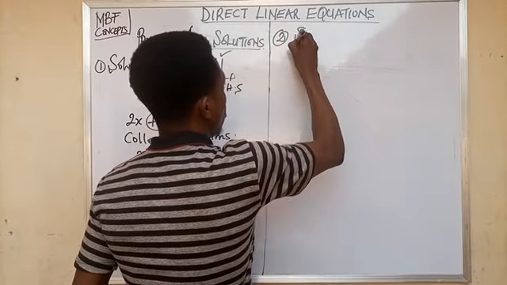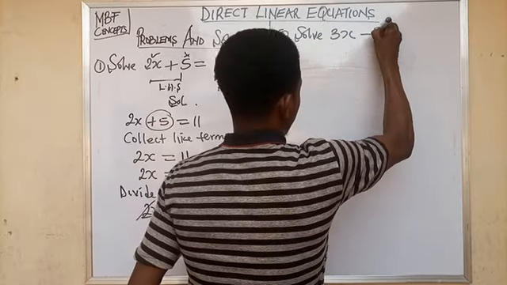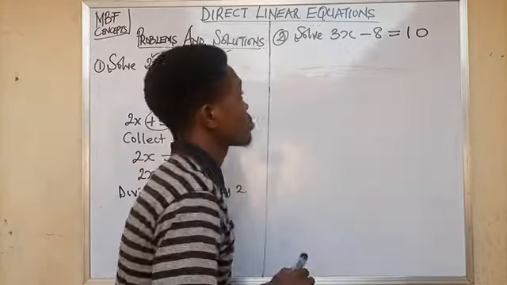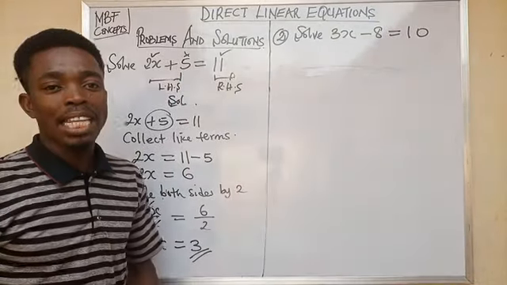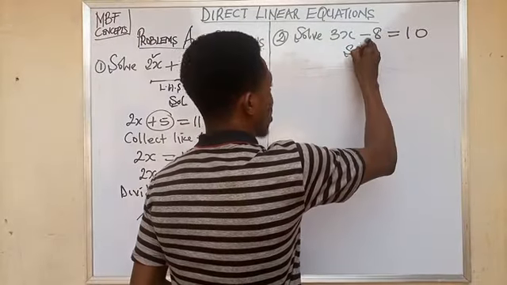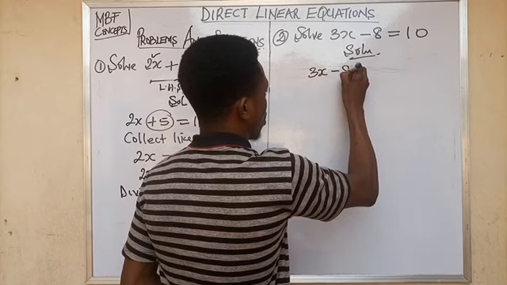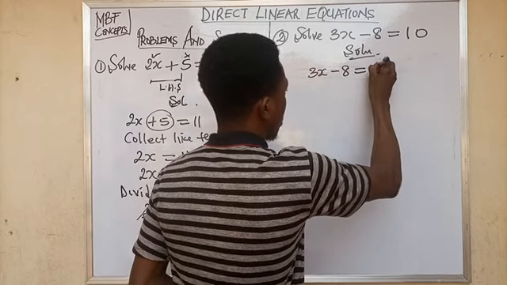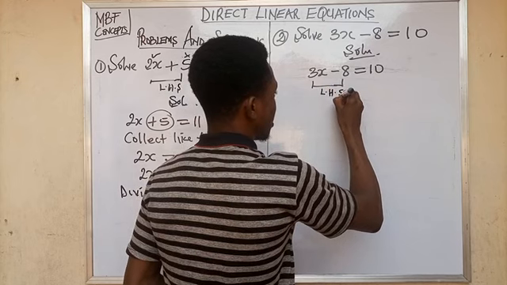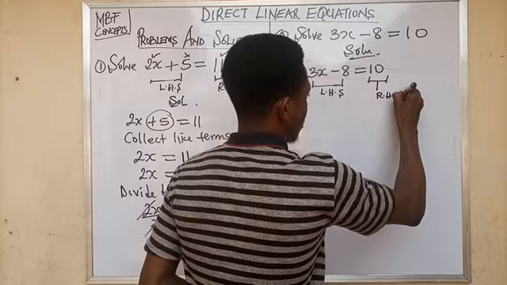Question number 2, we are asked to solve 3x minus 8 is equal to 10. The first thing we do is to pull down our solution. We have solution, then repeat the question: 3x minus 8 is equal to 10. Now we identify that this is the left hand side and this side is the right hand side.